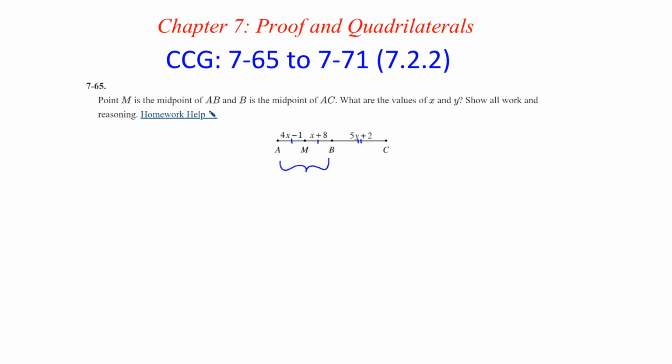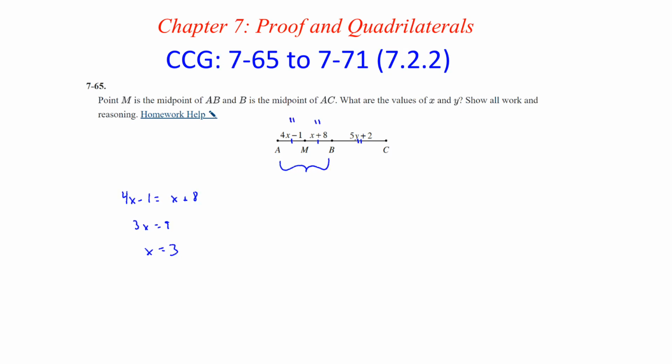So to find x first, we can set the expression 4x minus 1 equal to x plus 8. And then we can solve that by subtracting x, adding 1, and then dividing by 3. So x is equal to 3, and if I plug that back in, this would be 4 times 3 is 12. 12 minus 1 is 11. Plug 3 in, 3 plus 8 is 11. So they should be the same length.